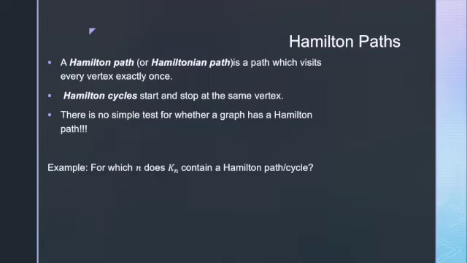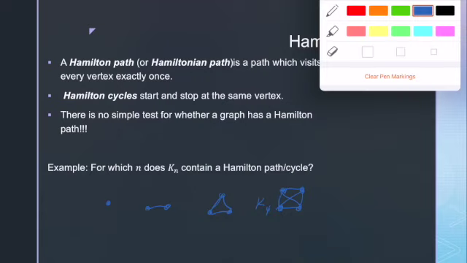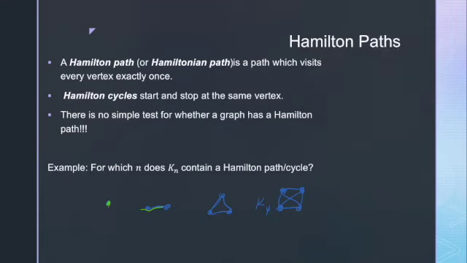So for which Kn does K sub n contain a Hamilton path or cycle? Well, this is kind of easy, right? There's K1, K2, K3, K4. You can see that all of these would have a Hamilton path or cycle. I just count out hitting all the vertices, not all the edges. So that's an introduction to Hamilton paths.